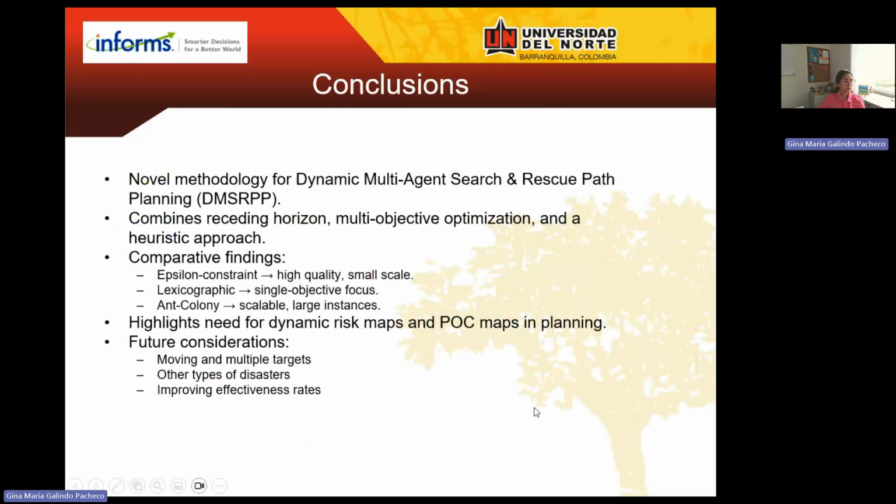So now I'm just going through some conclusions. Our model is a novel methodology for searching an immobile entity under a dynamic setting. We use a moving horizon multi-objective optimization model with different solution approaches. And we definitely want to consider different features such as multiple targets, other types of disasters, and also we want to improve that effectiveness rate.